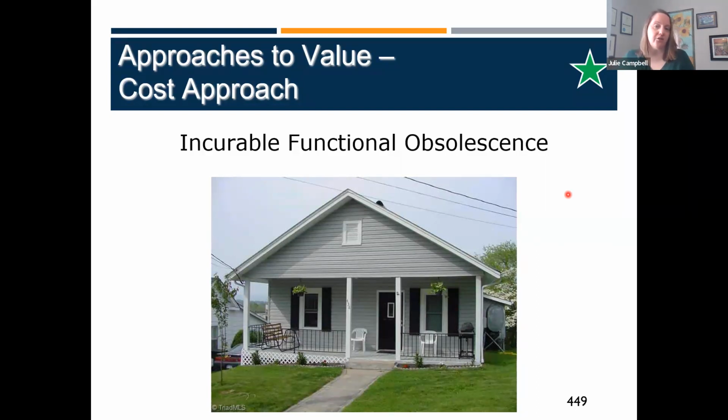Window air conditioning units. Some older homes may not have central AC. They may have window units. It may not be economically feasible to install central air conditioning. Incurable functional obsolescence.